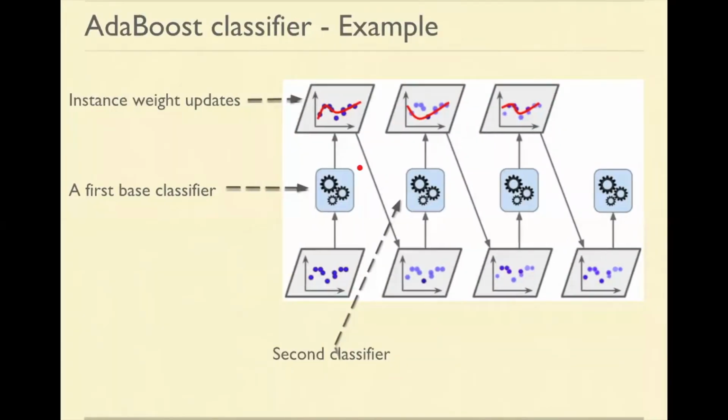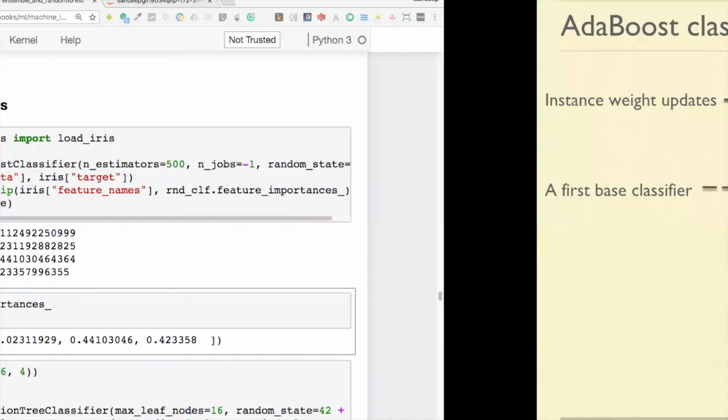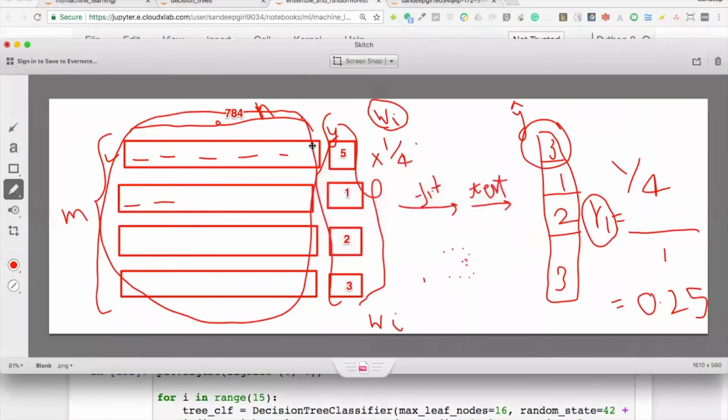Interesting question. So the question is: when we are updating the instance weights, why are we not updating the y? In the case of regression, let's say we multiply the instance by a certain weight. We also multiply the y value, right?